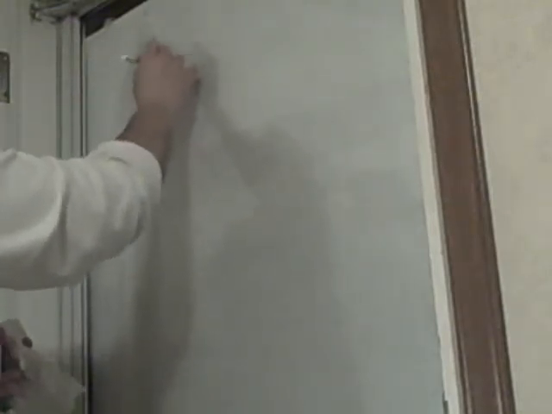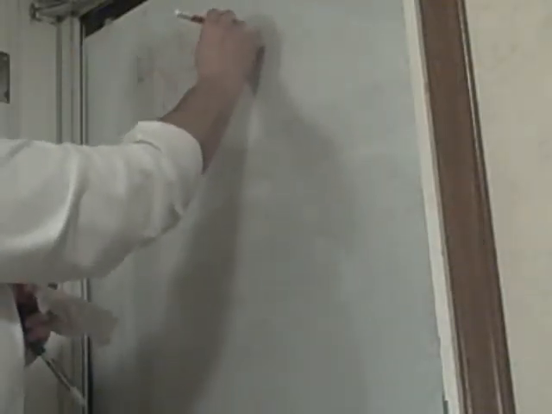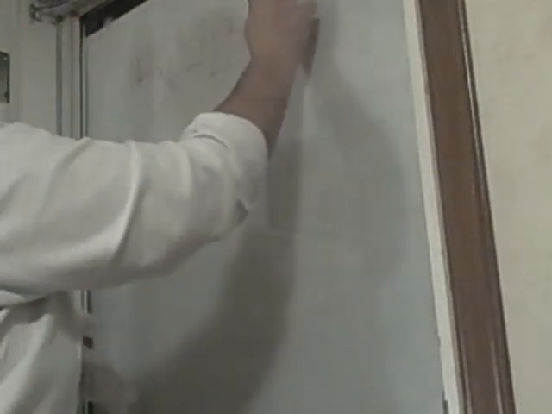Let's take a look at another example. Our second example looks like this: 4x squared minus 23x plus 15. Now this one is a little bit more complicated.